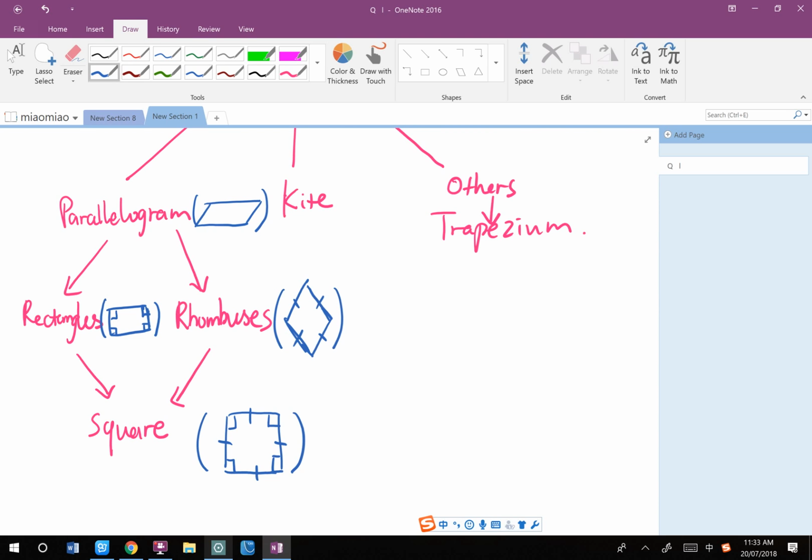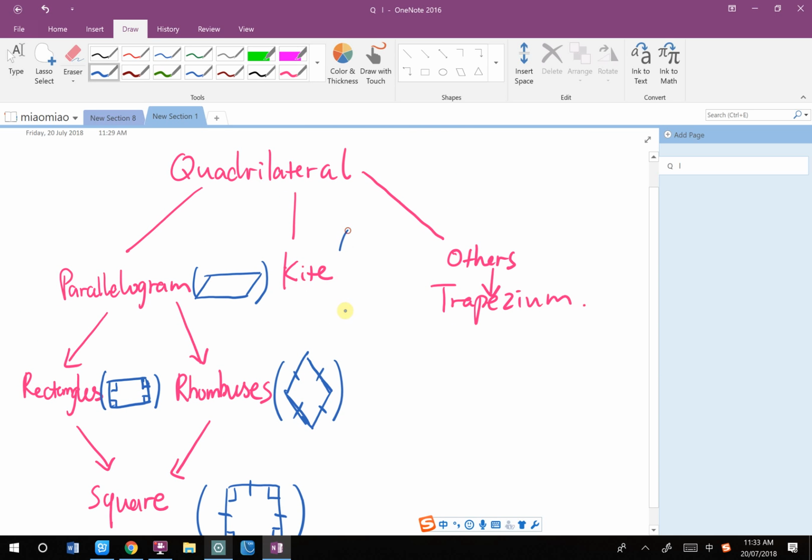And for a kite, the adjacent lengths are the same. Okay, that can be a kite. You know, like what a kite looks like? It's 2 pairs of equal adjacent lengths. So 2 short ones, 2 longer ones, that's the kite.